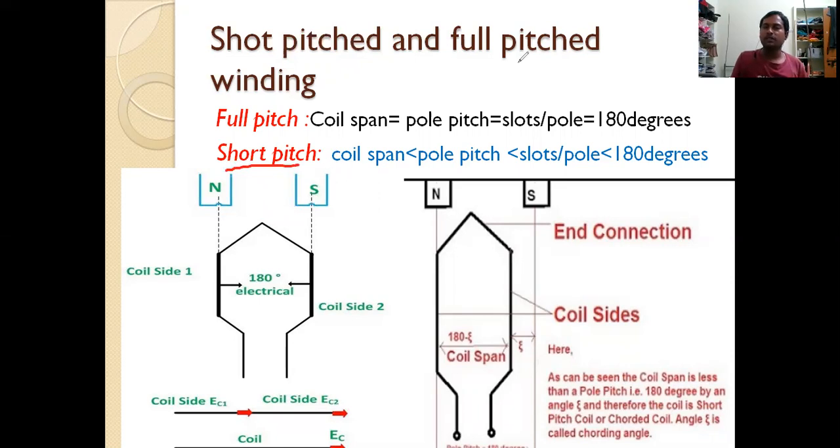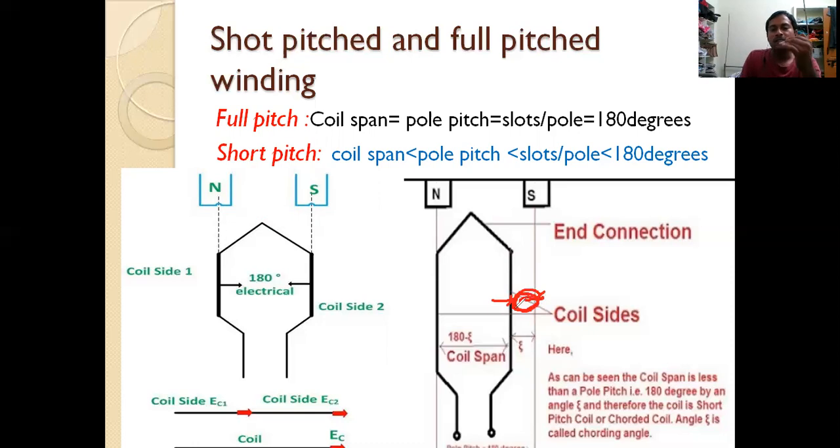In short pitch winding, here is the north pole and here is the south pole's middle point. Here this is called the pole pitch, or 180 degrees. Look at this coil span. Actually, the coil span should reach the middle of the south pole, which should be here. But I shortened the distance. I reduced the span.